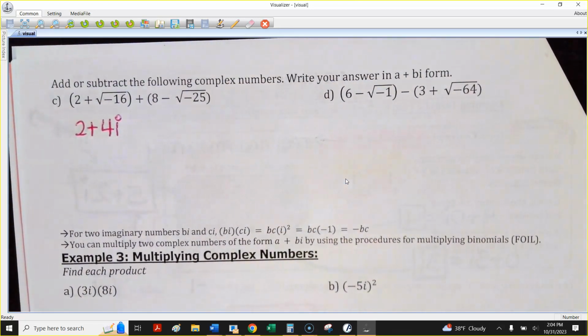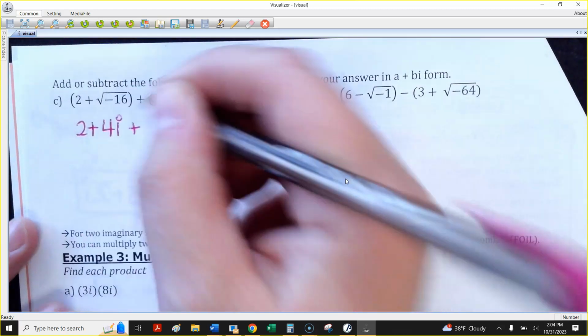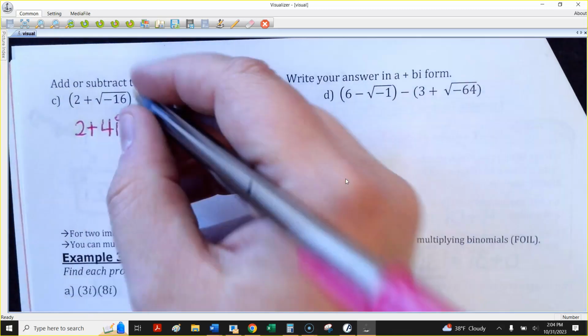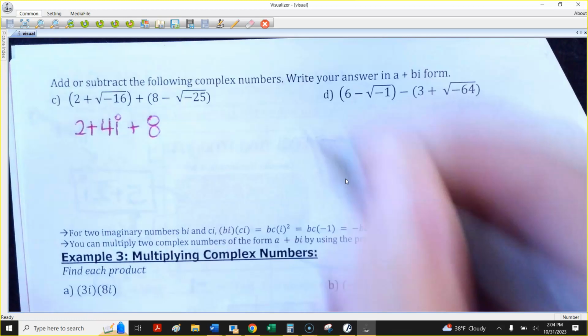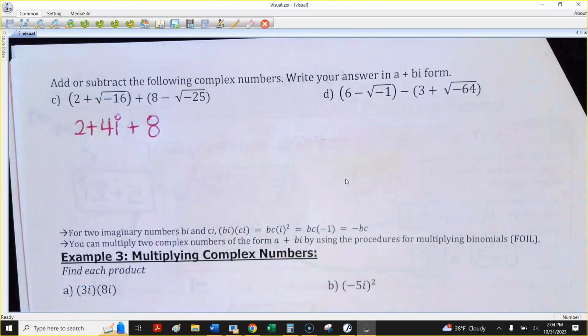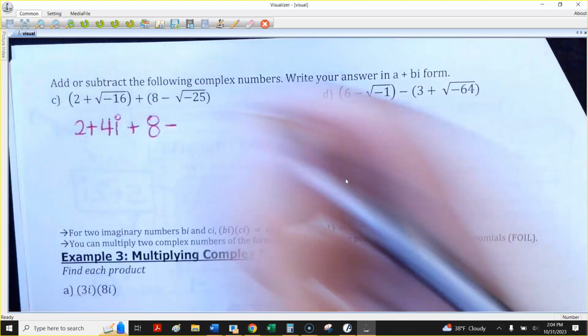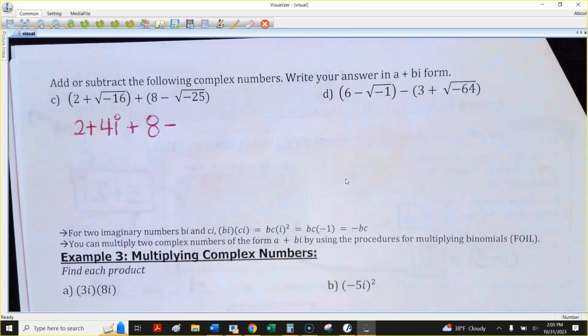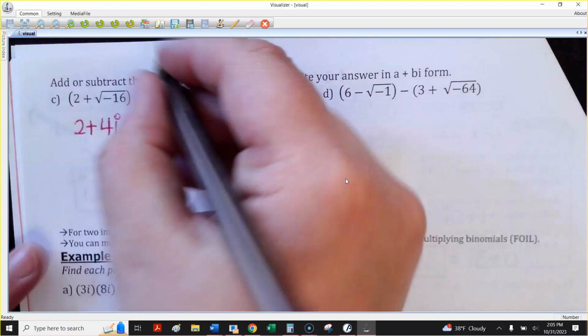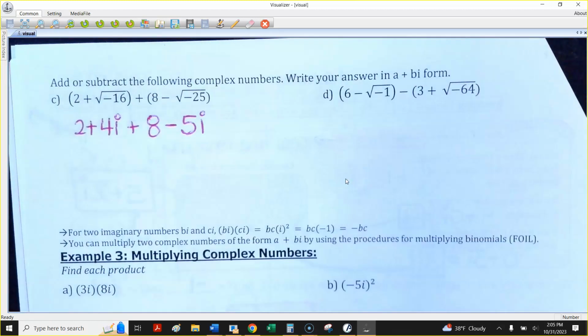Okay, notice I didn't change the sign in front of that or anything. It was 2 plus that, stays 2 plus that. Okay, in between here, I'm adding. You could just drop the parentheses if you're adding, because we're just going to combine like terms. Now, this is 8 minus, so that's not going to change. What is -25 really if I simplify it? 5i, exactly. So once you're there, then you're just going to combine like terms.